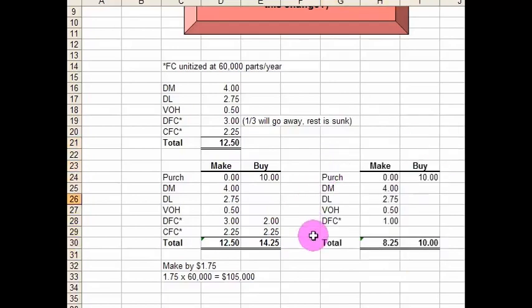This schedule is cleaner and it only has the relevant cost information in it. And notice that if I've done everything correctly, I should have the same difference between my two columns. So once again, I say we're better off by $1.75 per part, or $105,000 in total, to continue making the part instead of buying it from someone else. But now I can also say that the most Dial Company should be willing to pay for a part is $8.25, because that's the amount by which costs will decrease if they buy instead of make.